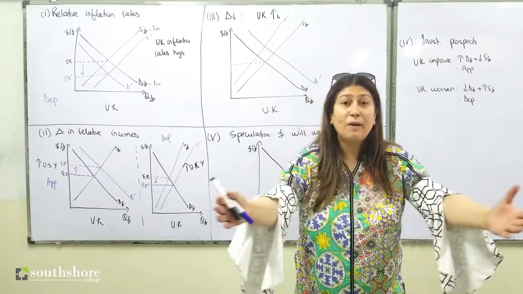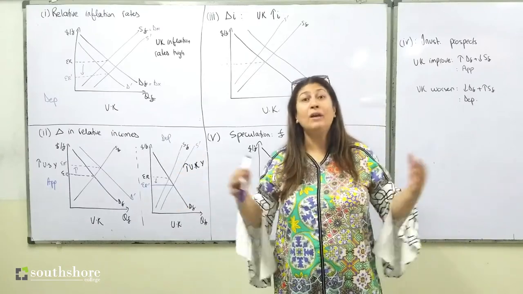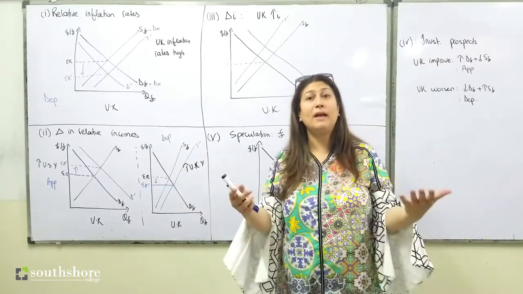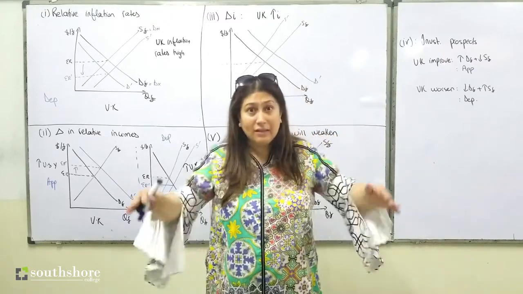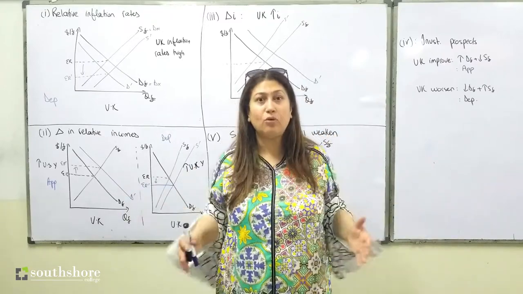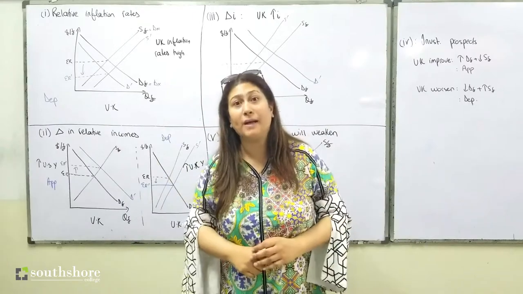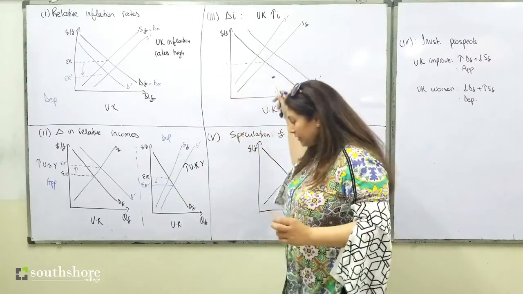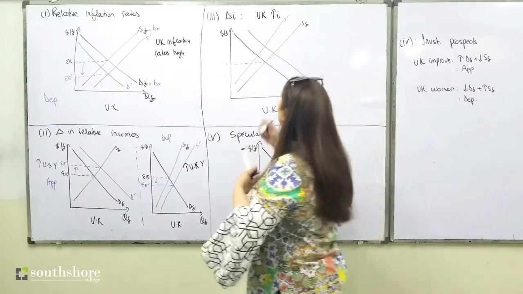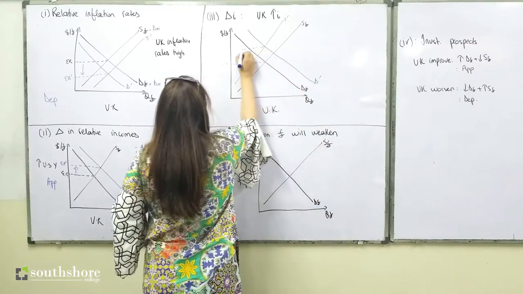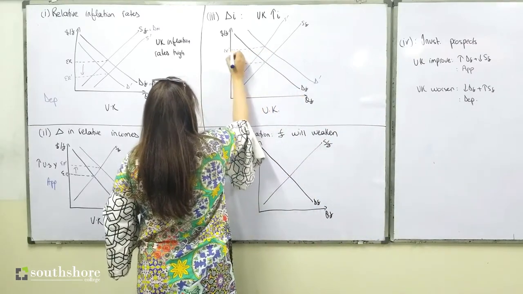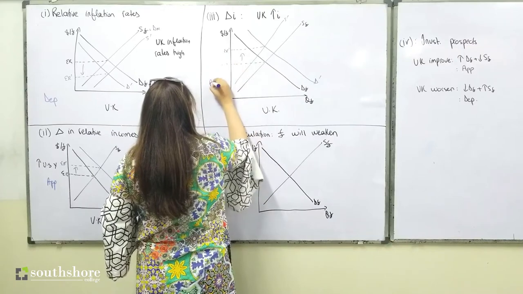So the supply of pounds on the forex market is going to go down as people in the UK and investment banks in the UK will keep their money within their economy, within their borders, as opposed to sending it out to other banks. So supply of the pounds on the forex market will go down, causing your currency to appreciate. Okay, this is going to cause an appreciation of the currency.